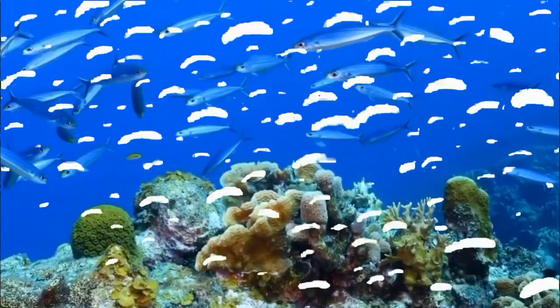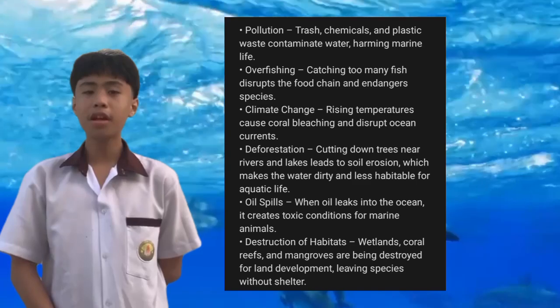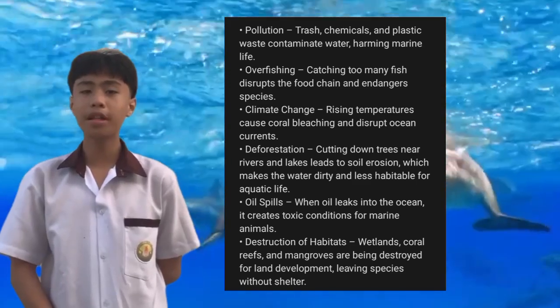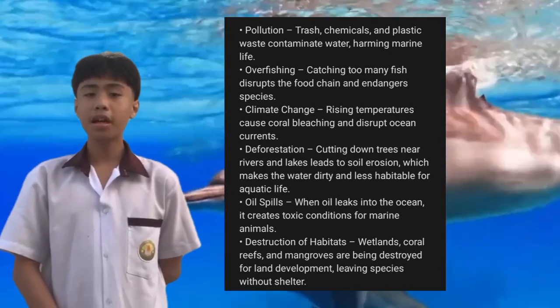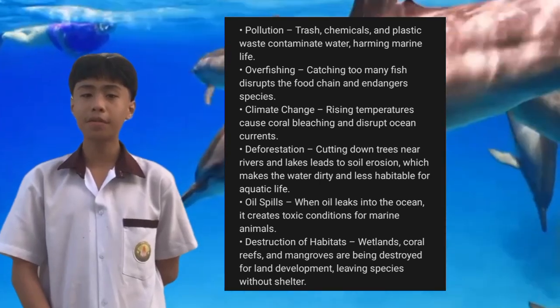Now that we understand how living and non-living things interact in aquatic ecosystems, let's talk about the threats that are putting these ecosystems in danger. Aquatic ecosystems face many threats, both natural and human-made. Here are some of the biggest dangers. Pollution. Trash, chemicals, and plastic waste contaminate water, harming marine life. Overfishing. Catching too many fish disrupts the food chain and endangers species.